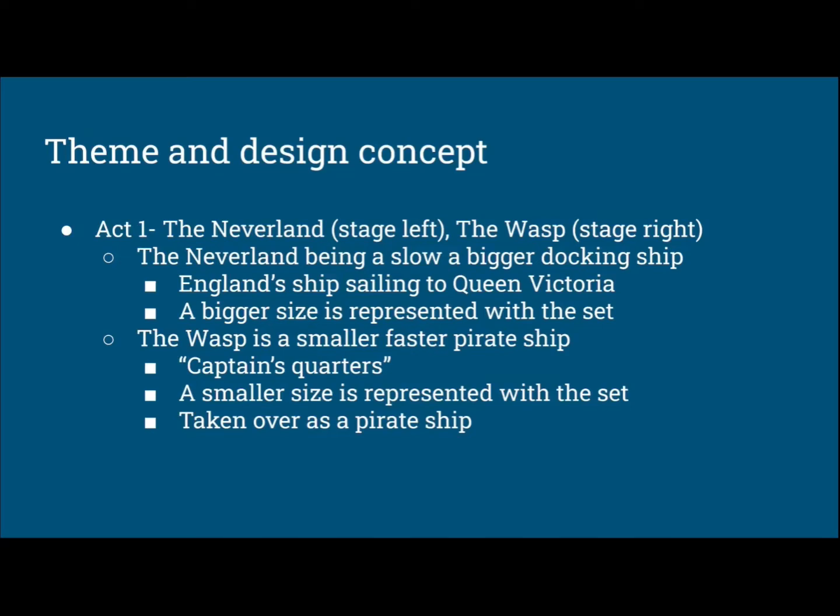The Neverland is a slower, bigger docking ship in the show, and it is supposed to represent England's ship that is sailing to see Queen Victoria. And this was represented by the set being bigger than the Wasp, as the ship was bigger in general. So the Wasp was a smaller, faster pirate ship that was originally for another ship of the English, but was soon early on in the show taken over by pirates, with a smaller size in the set, because it is a smaller ship than the Neverland.